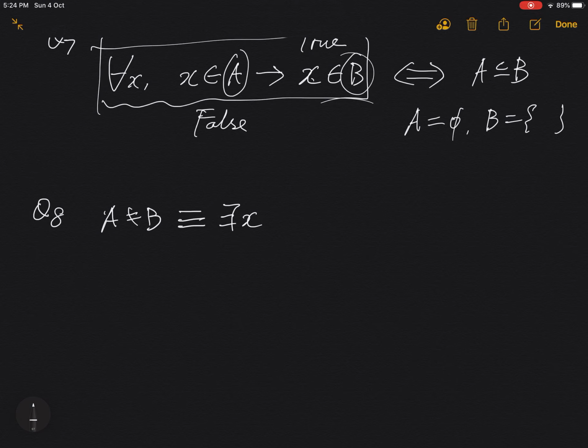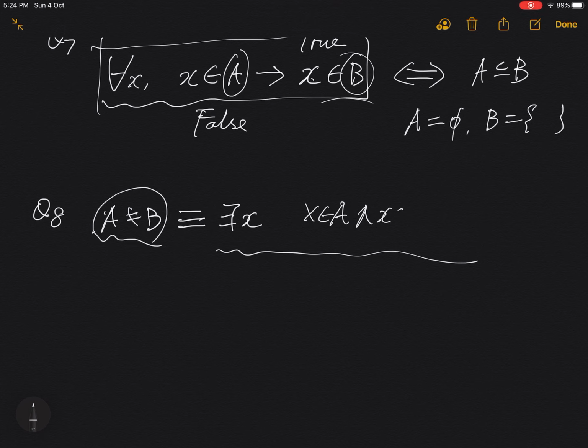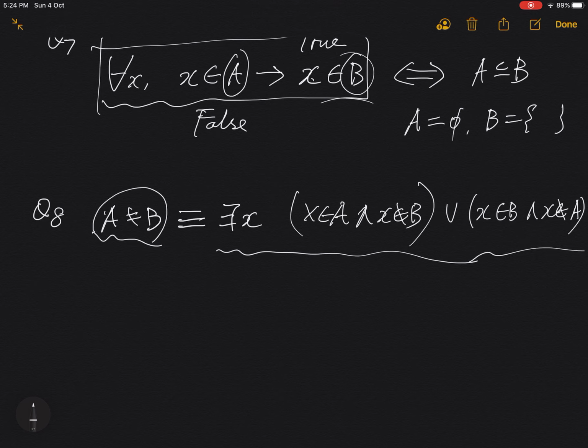For question 8, we need to show that when A is not equal to B, there exists x in set A but not in set B, or x is in set B but x is not in A. It's obviously the same and it's true. So how to prove that?